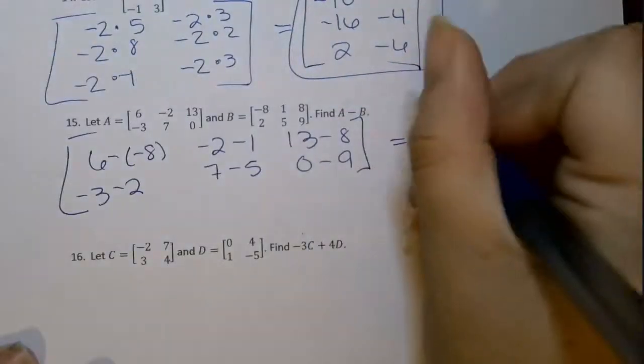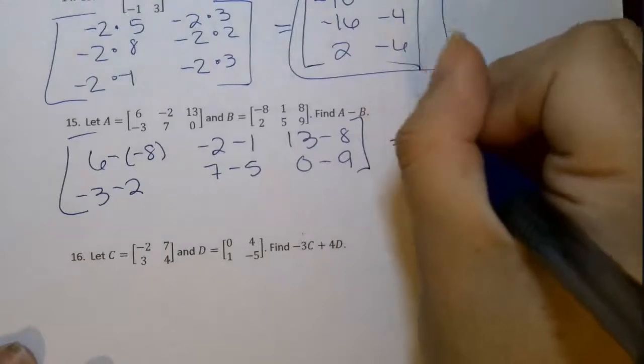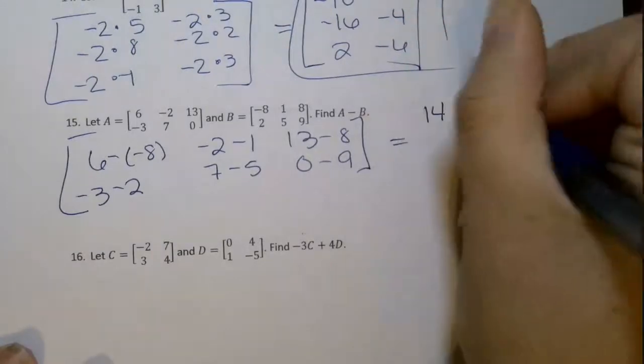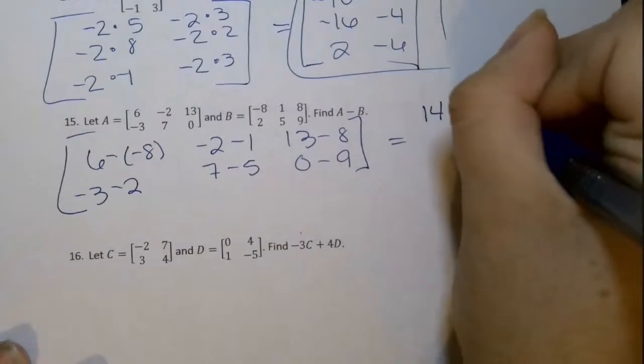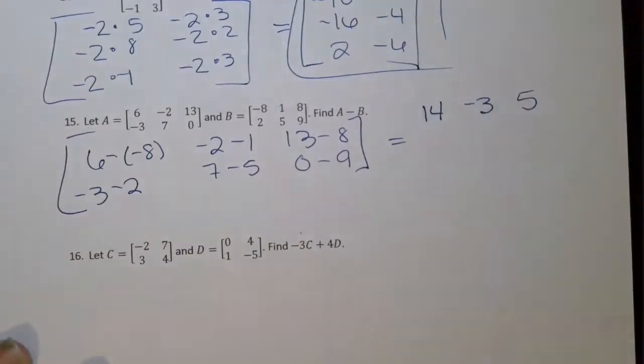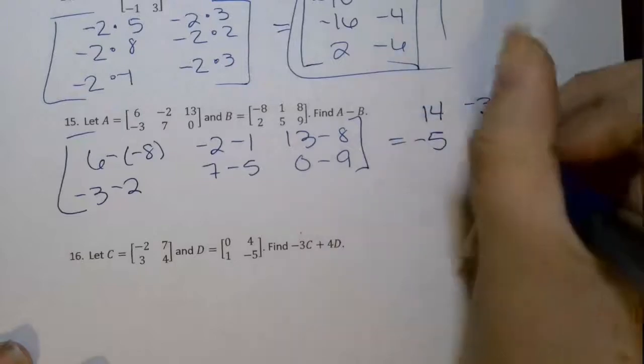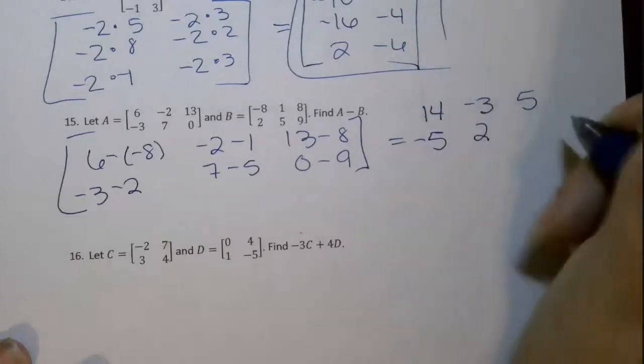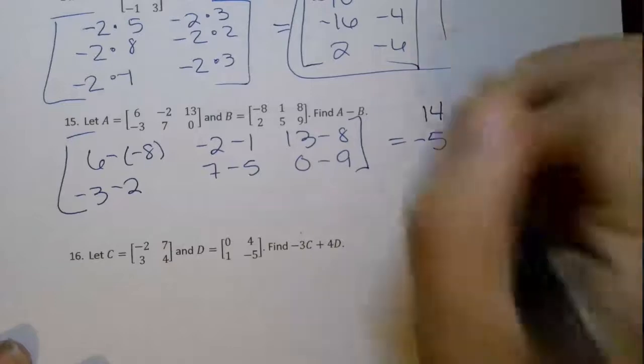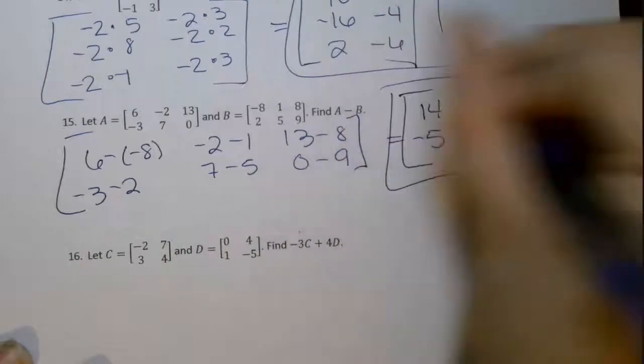I want to go ahead and subtract. 6 minus negative 8 is 14. Negative 2 minus 1 is negative 3. 13 minus 8 is 5. 3 minus negative 2 is negative 5. 7 minus 5 is 2. 0 minus 9 is negative 9. And I am done for that one.